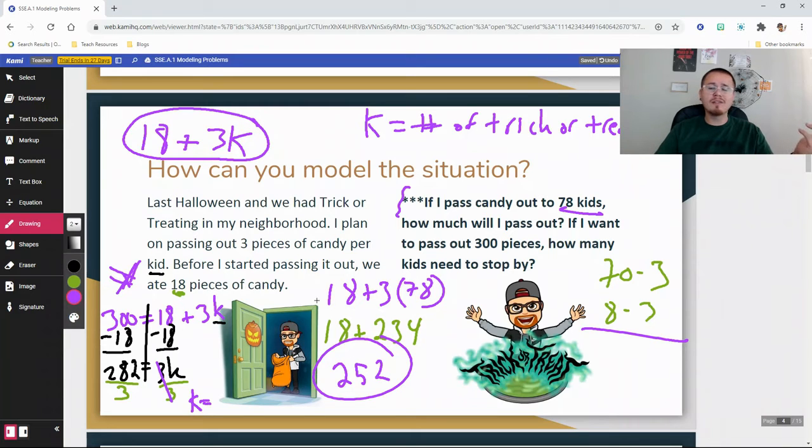I know that 300 divided by 3 is 100. 18 is what's the difference there. So 18 divided by 3 is 6. So I can take 6 away from 100 to get 94. So I need 94 little kids to come to my house and get some candy.